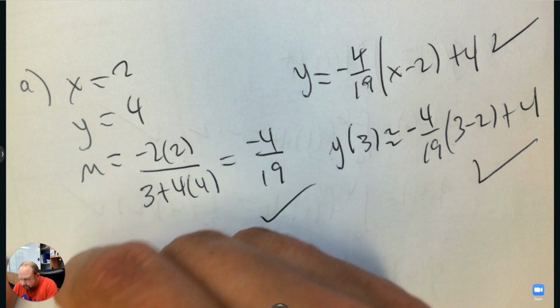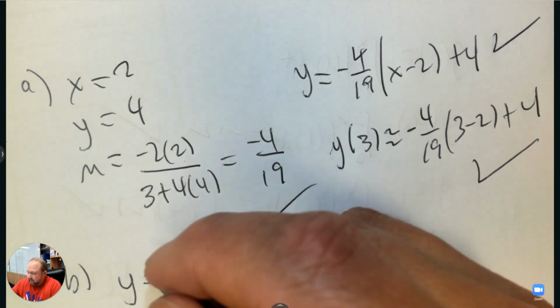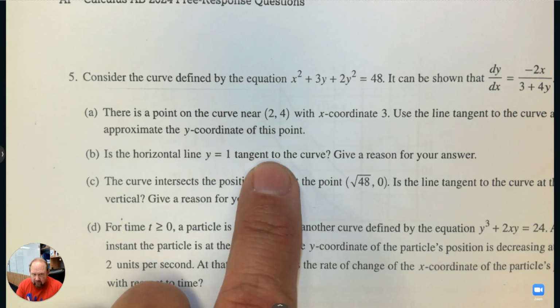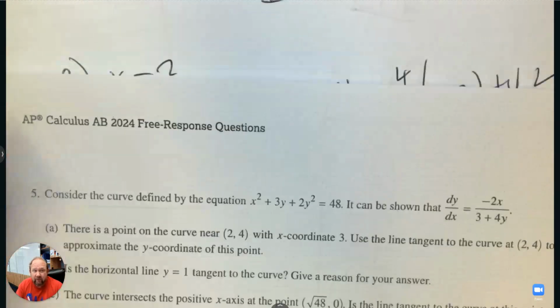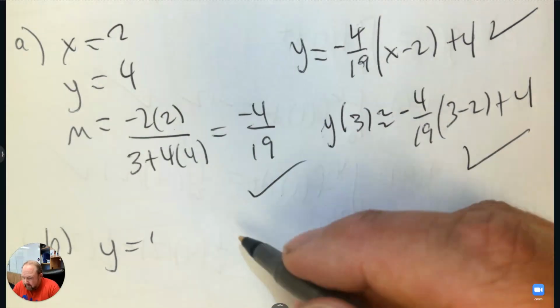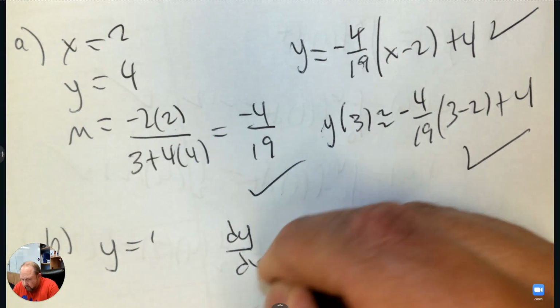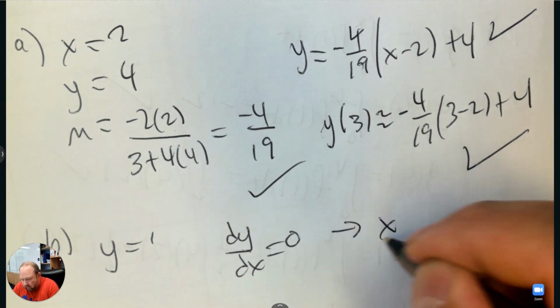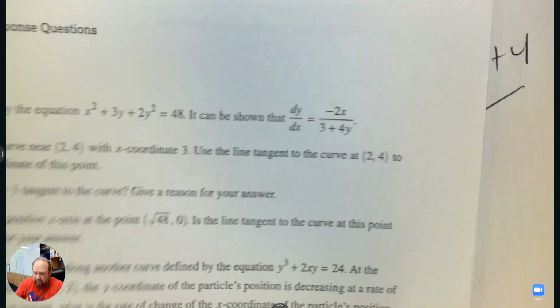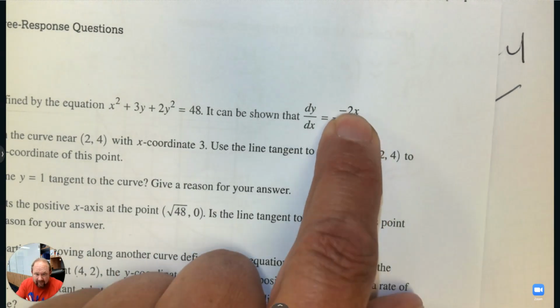Part B, it says, is the horizontal line y equals 1 tangent to the curve, and give a reason. If it's tangent to the curve, that means the derivative equals 0. So I see the derivative. What would make it equal to 0? There's only one answer that would make it equal to 0. If I look at the derivative, what would make it equal to 0 is when x equals 0.